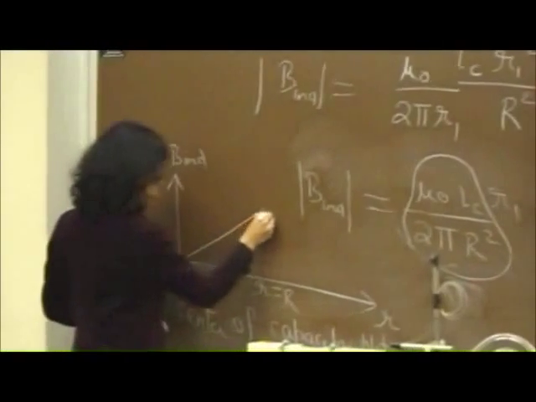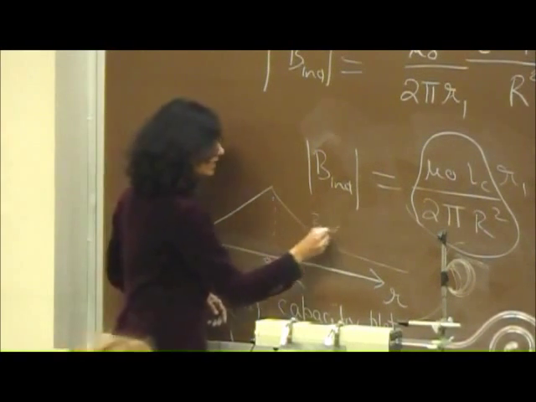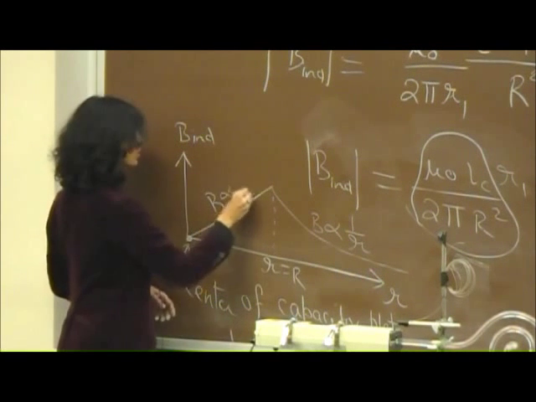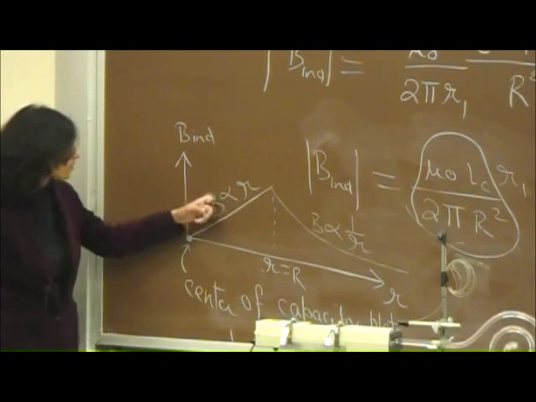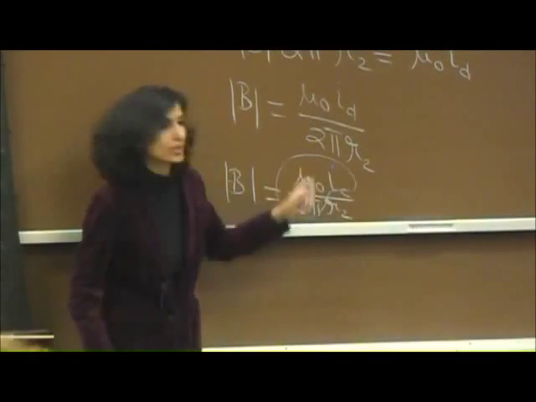So outside, let me put that on this plot also. The magnetic field falls off. B is proportional to 1 over R. And here, B is proportional to R. This is B proportional to R here, and here B is proportional to 1 over R. All this junk is constant.